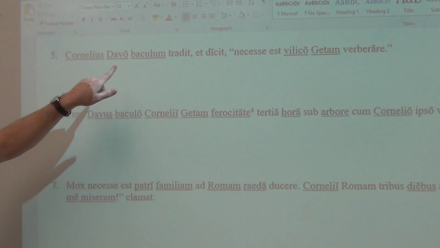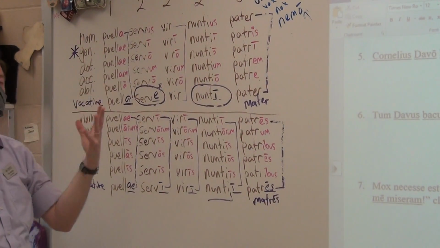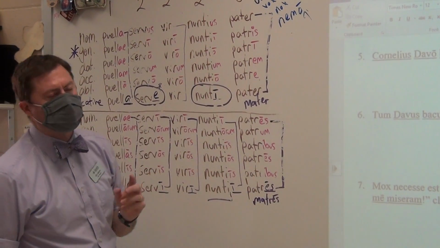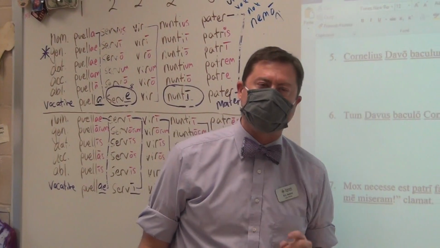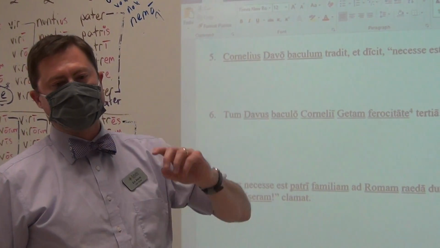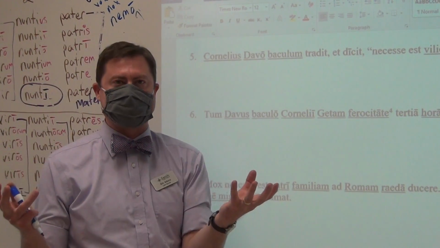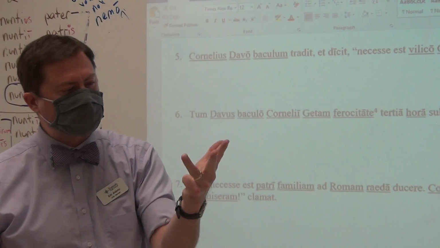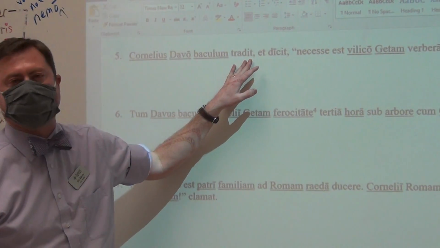Obviously the stick and dawo. Now dawo can be either dative or ablative. How do you know? You look at the verb, and if the verb is a ditransitive verb, remember ditransitive means that it has both a direct object and an indirect object. Give, show, speak, or tell. Handing over is like giving.